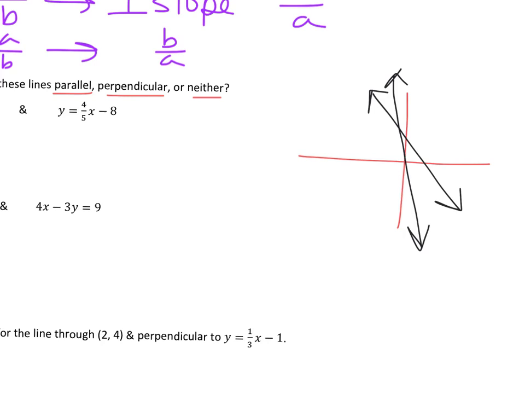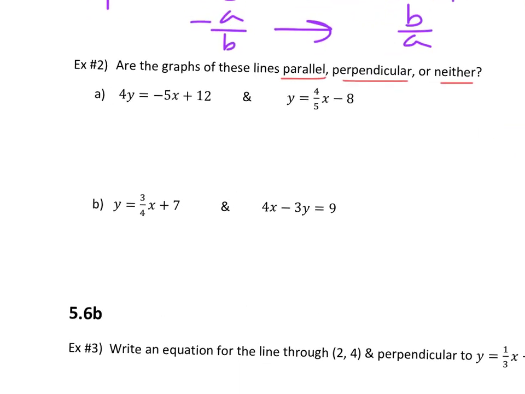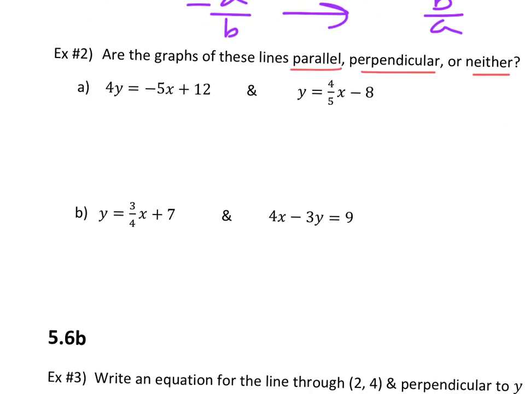So here's what we're going to do. You're not going to graph these. There's no graphing needed with this. All you have to do is get them in the same form, and the form we want is slope-intercept, because if they have the same slope and a different y-intercept, they're parallel, and if they have opposite reciprocal slopes, they're perpendicular. So this one is already there. This one's in slope-intercept. You don't do anything to it.